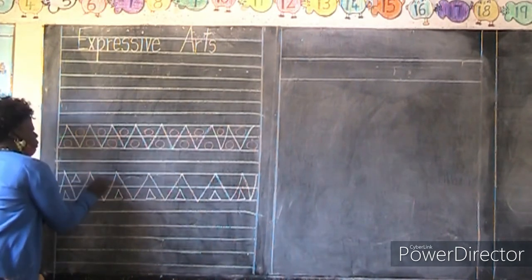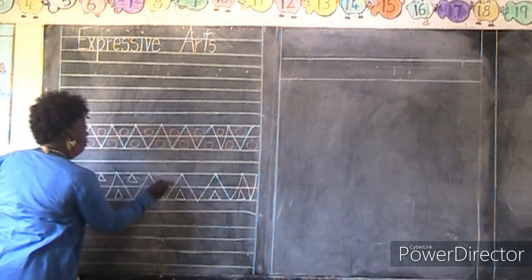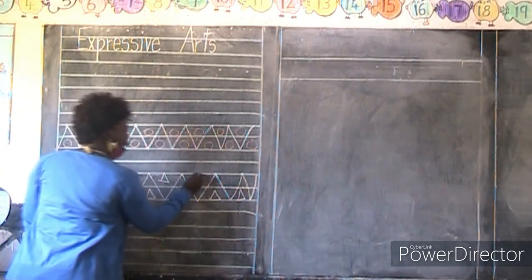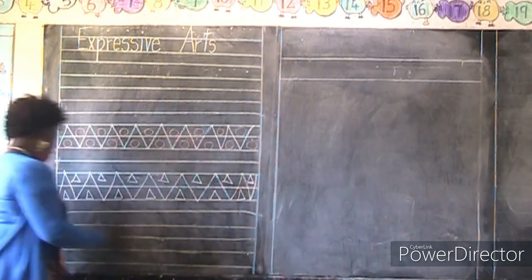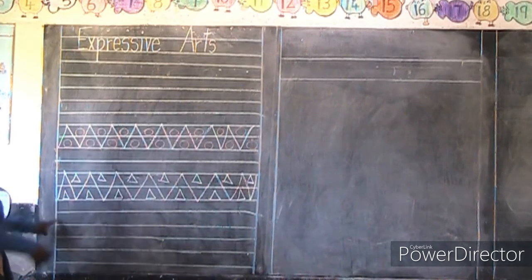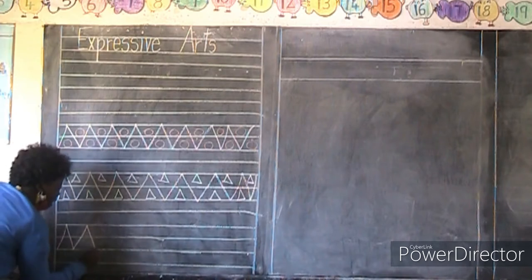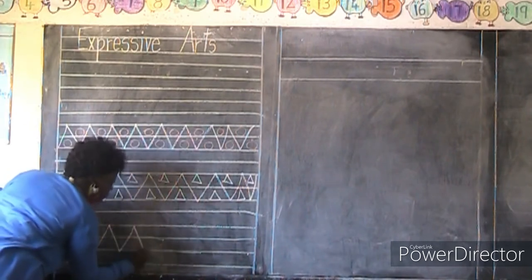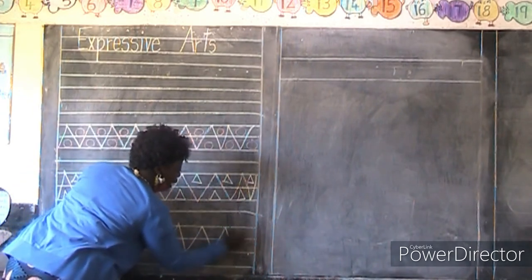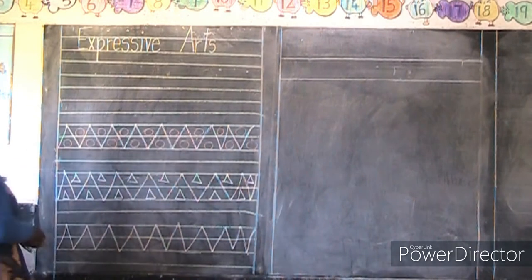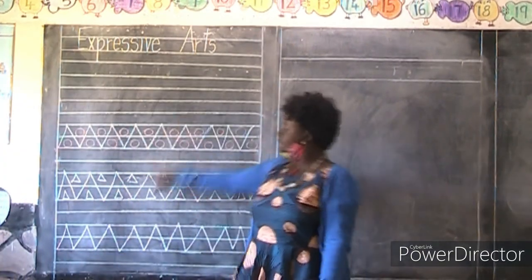Up, down, slip. We count lines one, two. Then we start. Up, down, up, down, up, down. Now in this line number three, we are going to have a circle and a triangle in the same pattern.